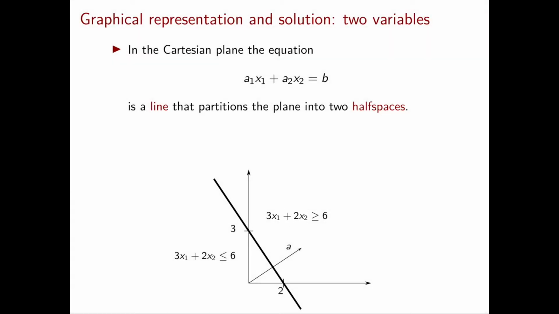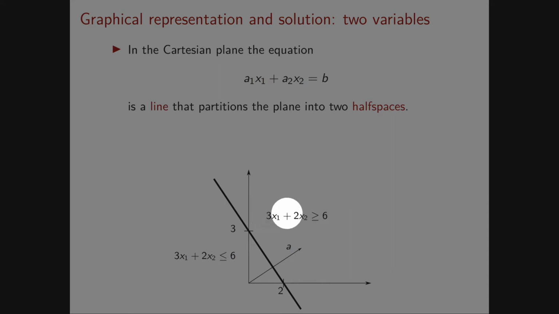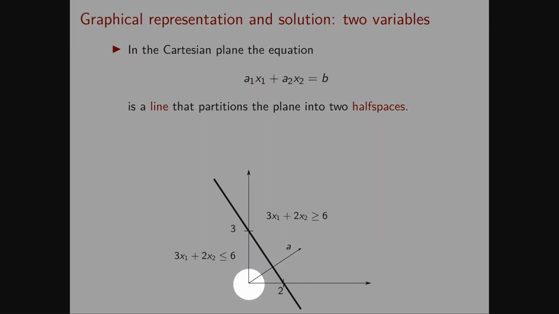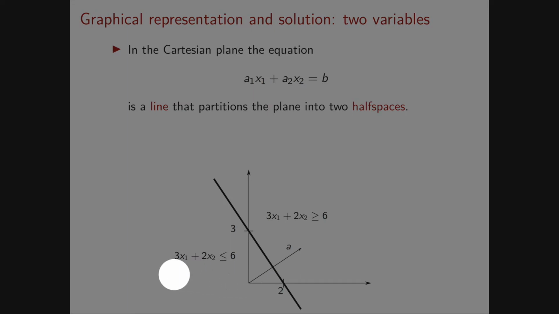The two half spaces are then 3x1 plus 2x2 greater than or equal to 6 on one side, and the same 3x1 plus 2x2 but now less than or equal to 6 on the other side. How can we easily check that? We can take a point in either of the two sides, for example the origin, and plug it in. We obtain 0 plus 0 is less than or equal to 6, therefore all the points on this side are less than or equal to 6.